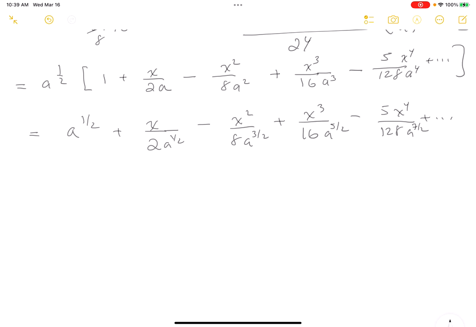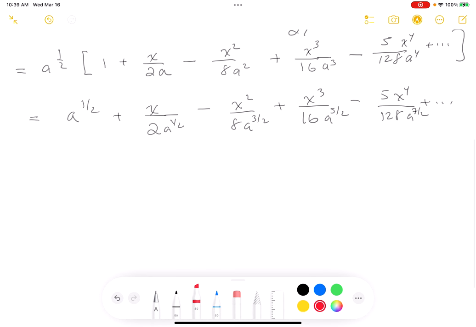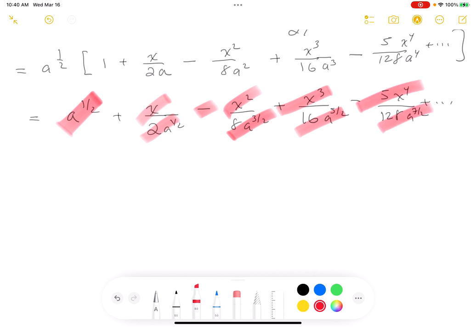Let me get my red pen out. And I want to see if I got it right. And the way I do that, I look at my key. And I see this term there. You know, I notice they're writing some of these things with radical notation and some without radical notation. It doesn't matter to me, though, but I'll go through that in a moment. So I see that. I see the minus x squared, 8a to the 3/2. I see the x cubed, 16a to the 5/2. I see the minus 5x to the 4, and I see this over here.